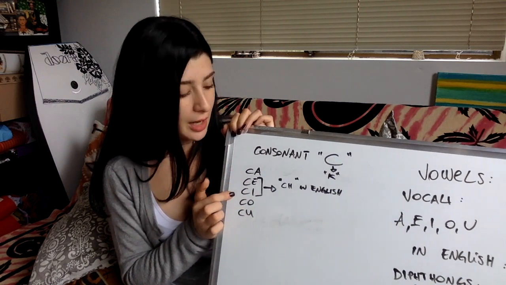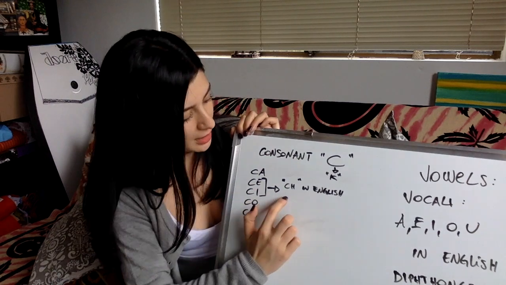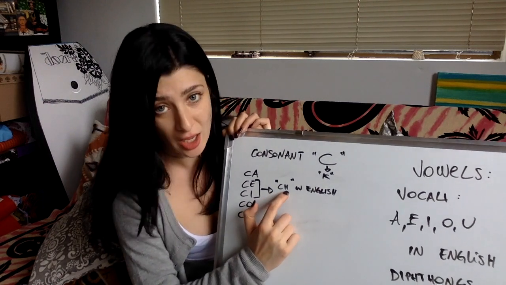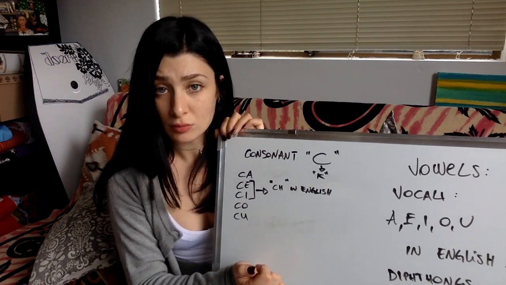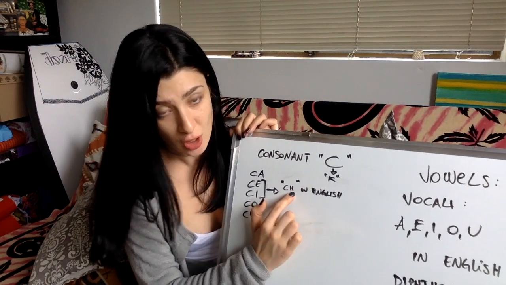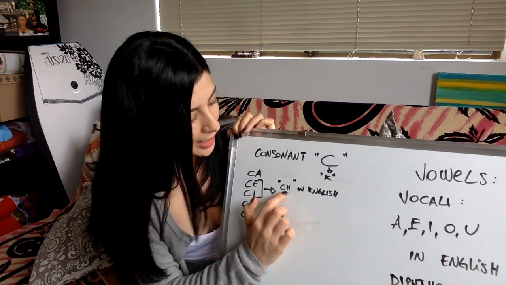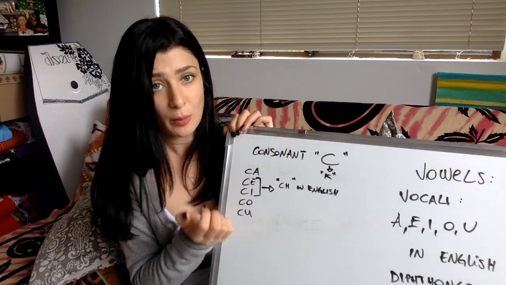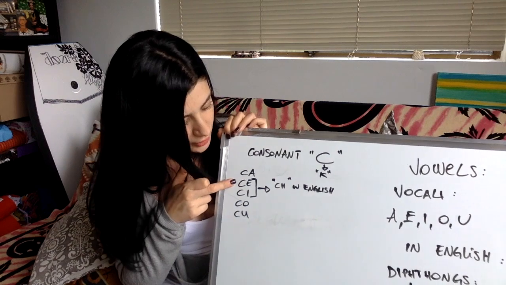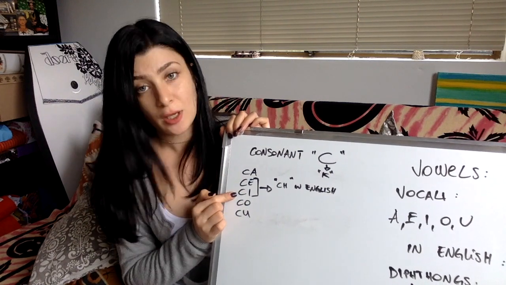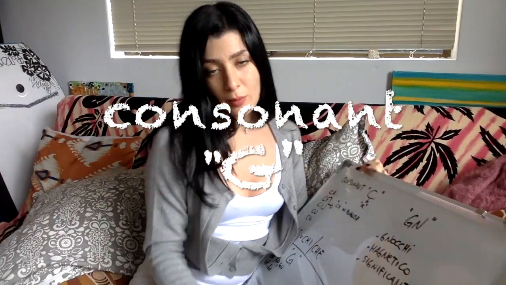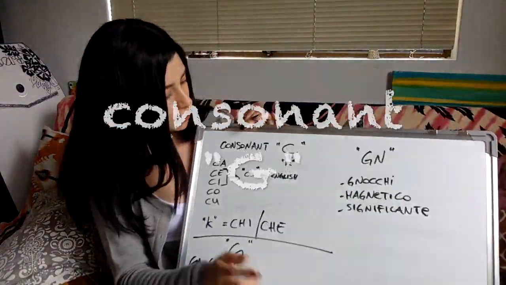When you're actually putting an E or an I after it, the sound will change. It will sound like ch, the same way you write Chihuahua, yeah? So CH. In Italian, you don't need the H to make the ch sound because it's already in when you're using it with E and I. So che, chi.